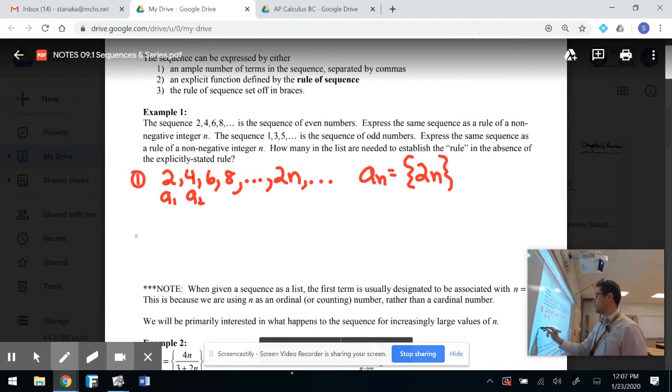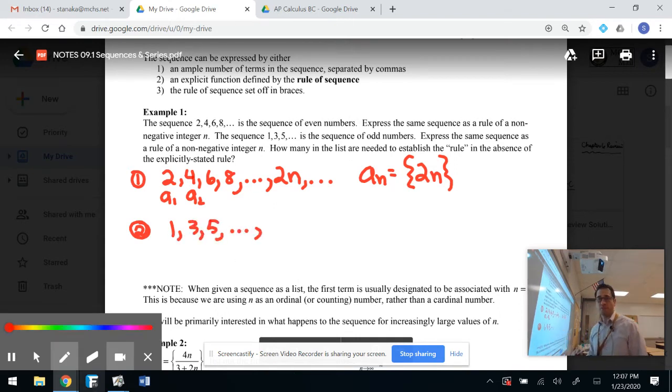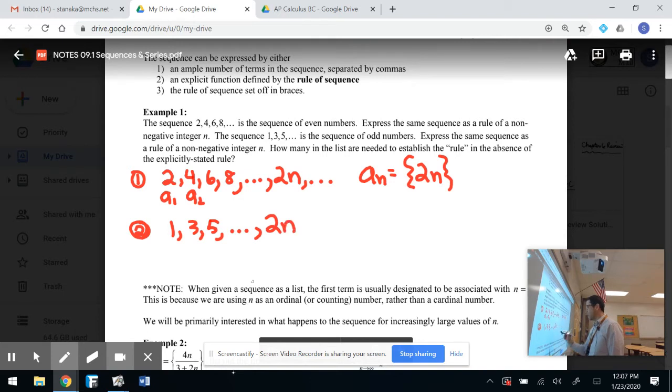Okay, let's look at the odds. Let's say that's question 2. The odds would be 1, comma, 3, comma, 5, comma, dot, dot, dot. What would the rule be for that one? Well, if you notice, we jump by 2 each time, right? So that, again, is the same idea of a 2n. But if you notice, we start at 1 this time. So what could I do? Well, I just have to subtract 1. And there would be our rule for that particular sequence.